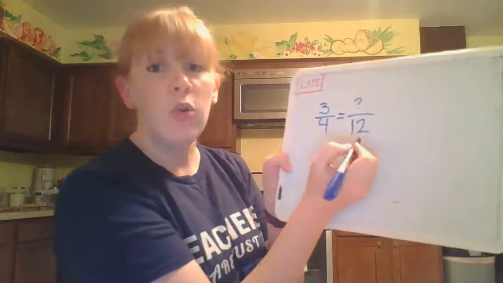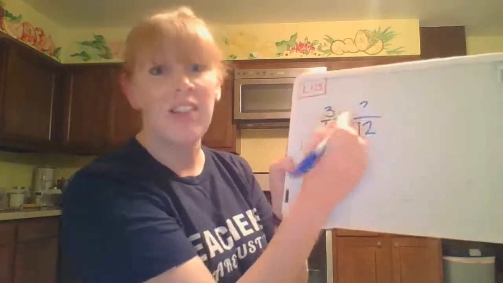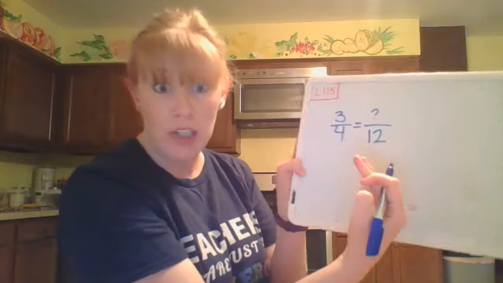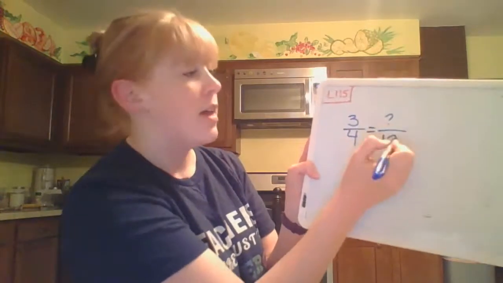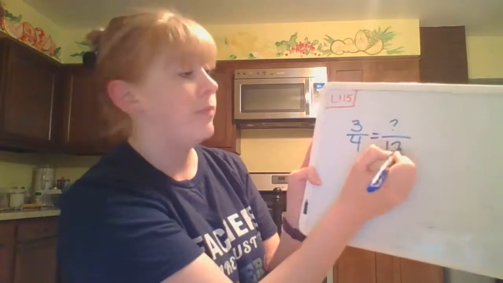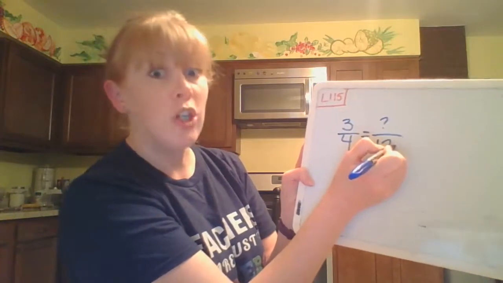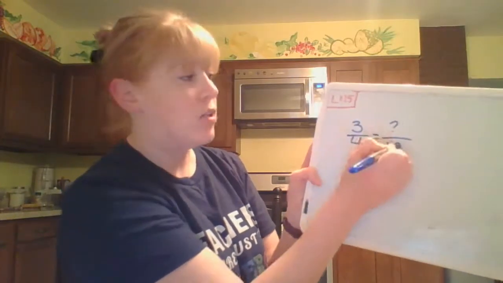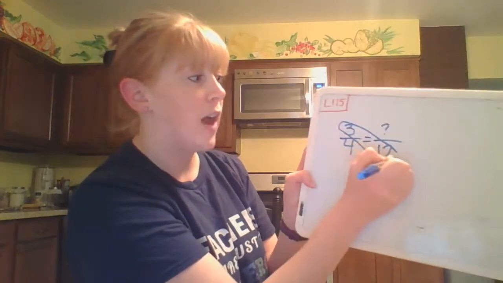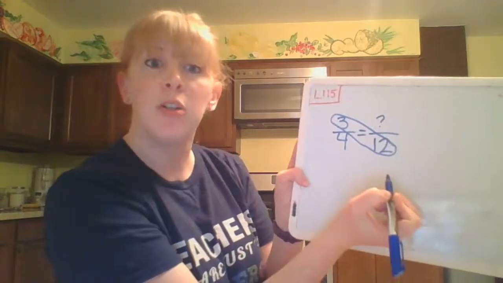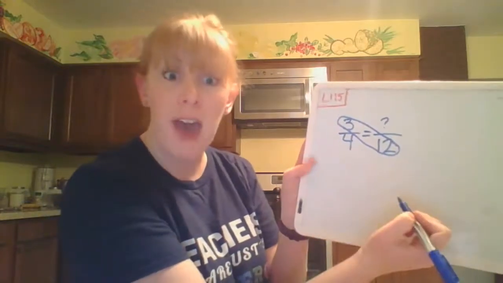So what you loop is you start with the denominator in the fraction that you don't know the whole fraction of. So I'm starting with the denominator in my unknown fraction. And you always loop diagonally. So I'm going to loop it with the numerator in my fully known fraction. Those are the numbers you are going to multiply. Those become your factors.